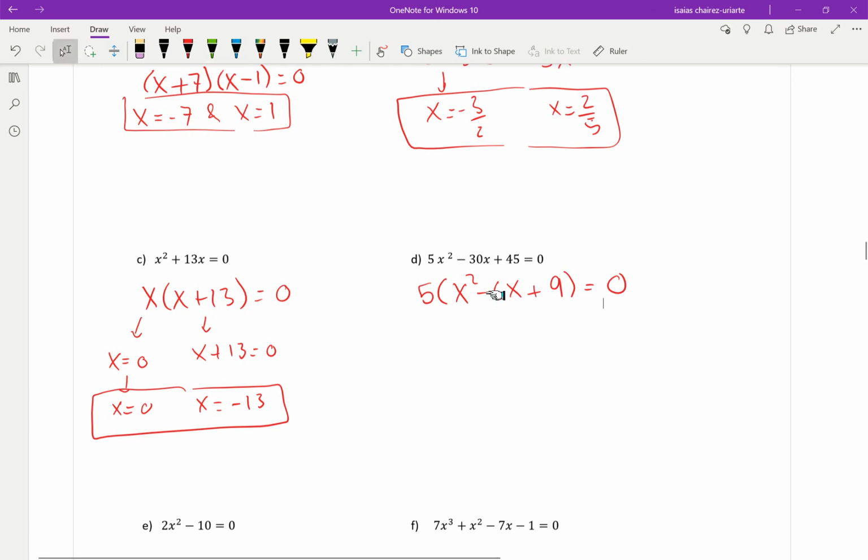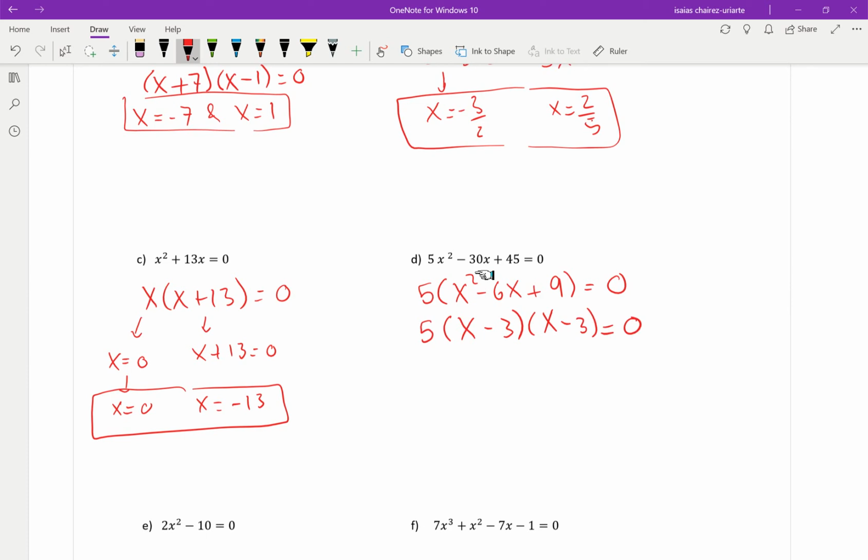And now I'm looking at the thing inside the parentheses. I'm going to ask you, do you think it's factorable? Can you think of some numbers that multiply to positive 9 but add up to negative 6? I think those numbers would be negative 3 and negative 3. So this does factor. It factors as x minus 3 times x minus 3.